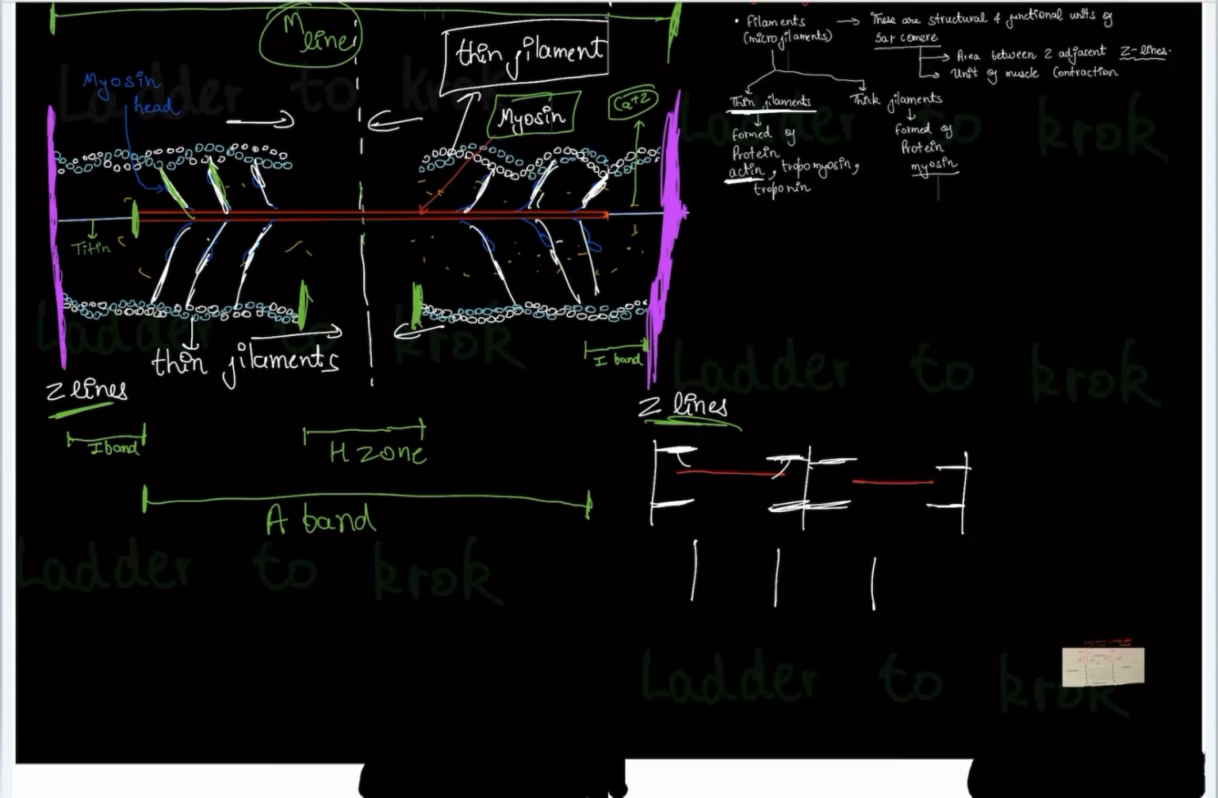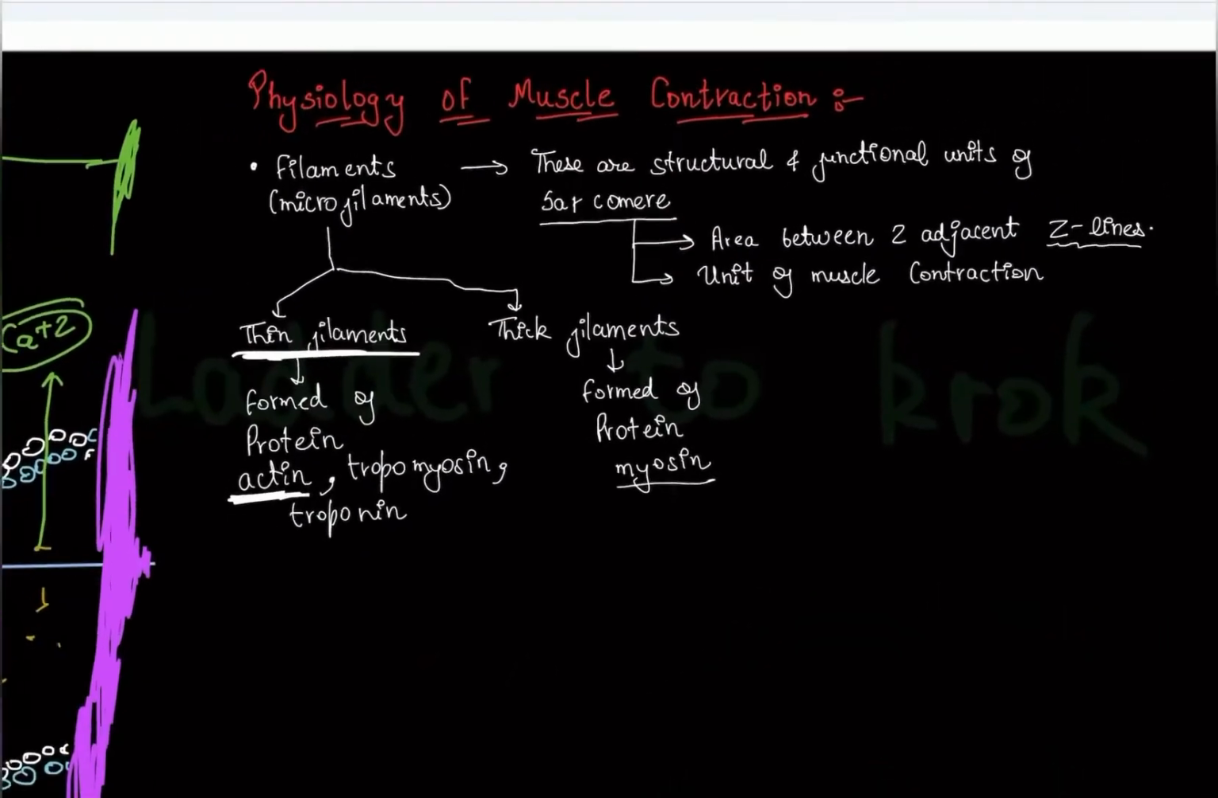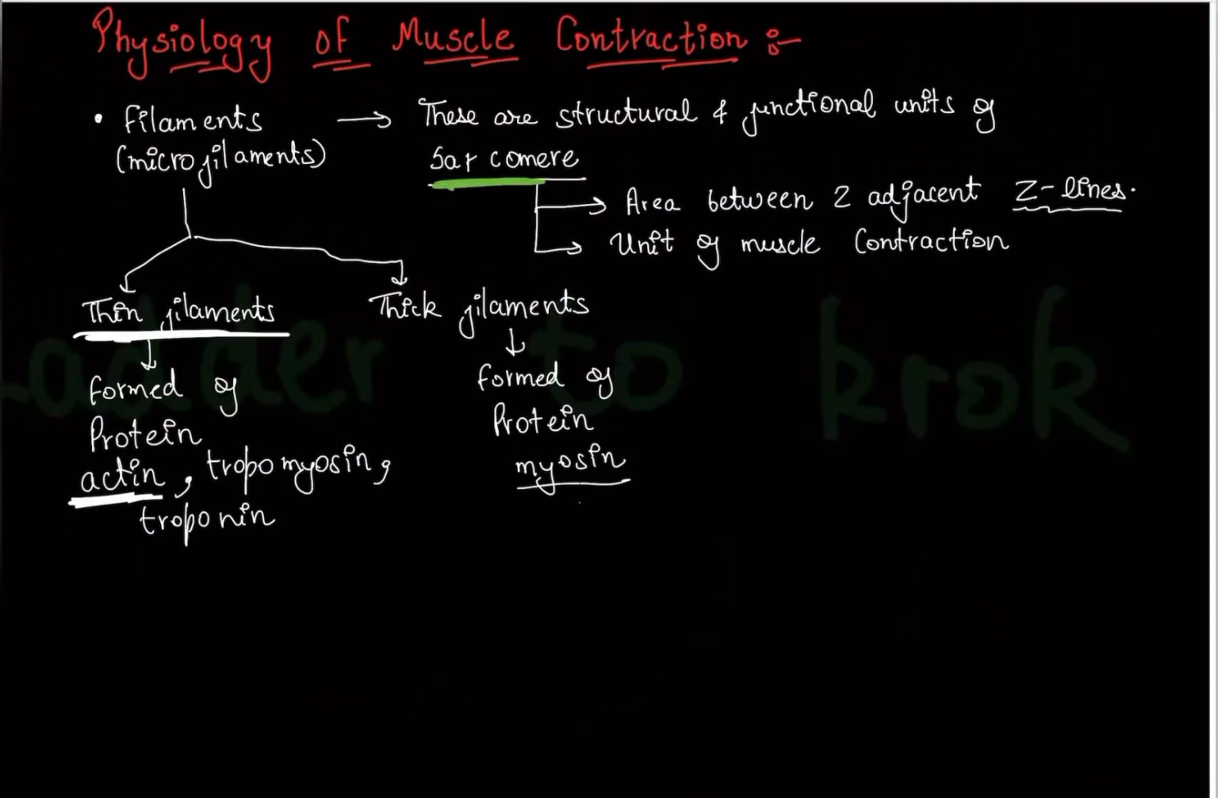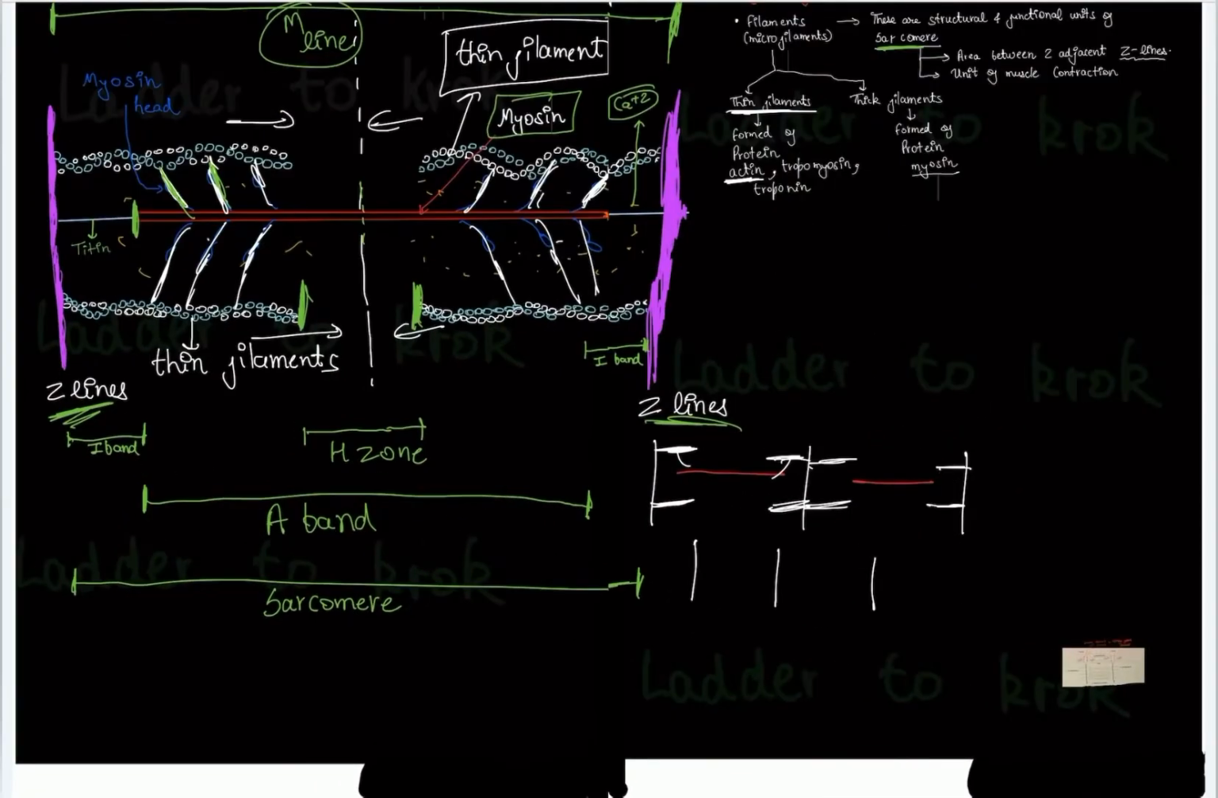These bands are clear. In between we have the M line, then the H zone, A band, I band, and Z lines. The distance between two Z lines, as we already discussed, is known as the sarcomere. This sarcomere is the area between two adjacent Z lines, and it is also the unit of muscle contraction. I hope this is clear for you.